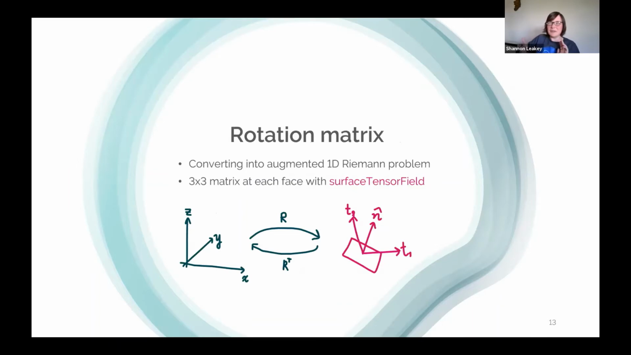But the problem is when it's an unstructured mesh, you don't know which orientation it's facing and what that is with respect to the velocity directions. So you need to rotate it using a 3D rotation matrix. Each face you need to rotate. I did this using surface tensor fields so that each face has a rotation matrix, and also an inverse rotation matrix. Then you rotate it, you solve the Riemann problem, you rotate it back.